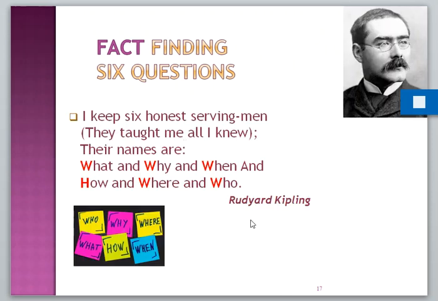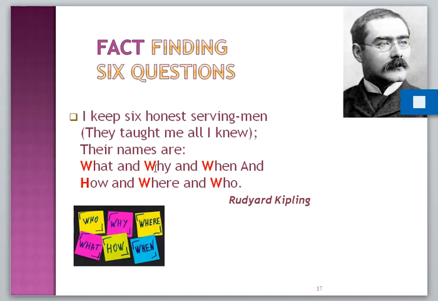Fact finding. We have this guy, Rudyard Kipling. It's a very famous novelist and writer, a genius actually. Of course he has great seminal works and novels, but he has a saying that is famous in history. He says, I keep six honest serving men. They taught me all I knew. Their names are what and why and when and how and where and who.